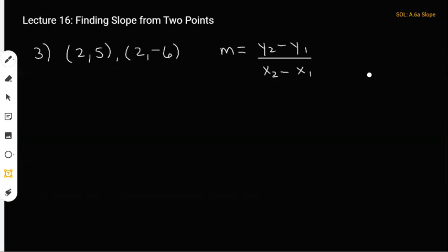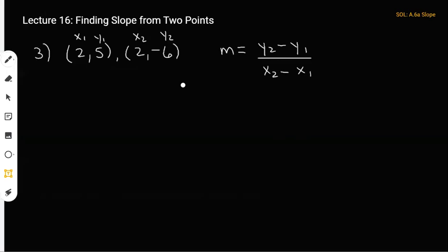We need to label our x values. Our first x value is going to be x1, that's 2. And then our second value, x2, is also going to be 2. My y values are going to be y1 and y2, 5 and negative 6.